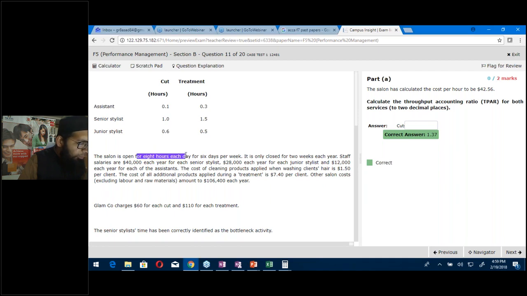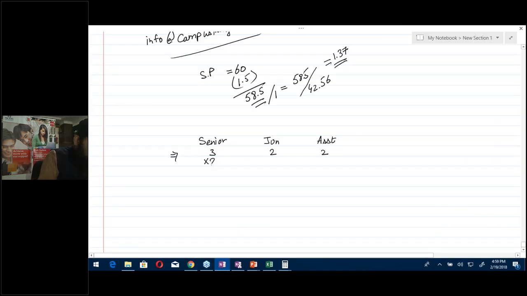Yes, the salon is open for 8 hours each day. That means each day, senior stylists have 24 hours, juniors have 16 hours, and assistants also have 16 hours to work.